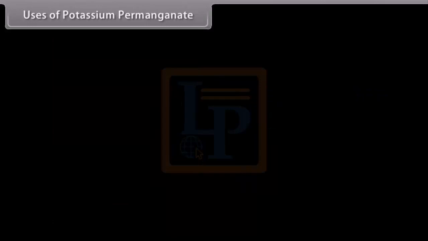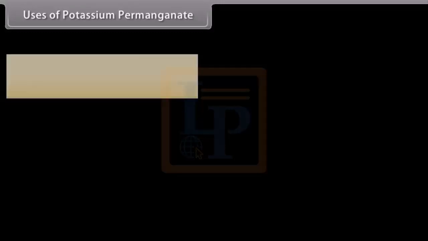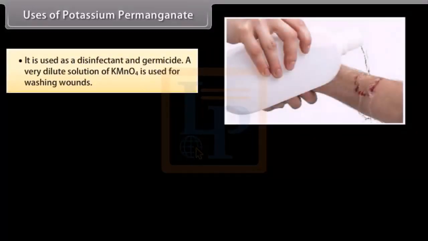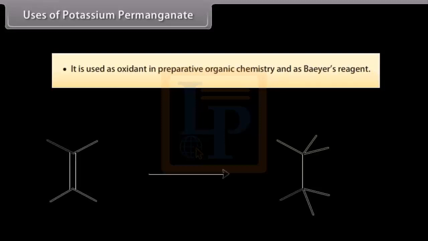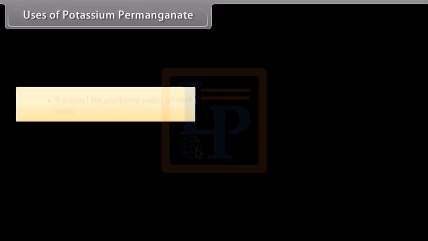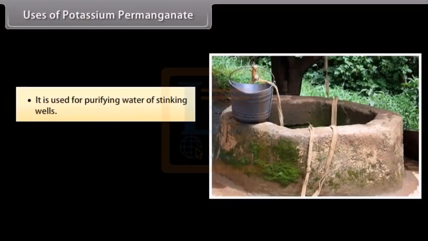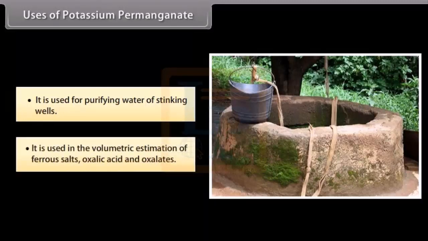Uses of potassium permanganate. The important uses of potassium permanganate are following. It is used as a disinfectant and germicide. A very dilute solution of KMnO4 is used for washing wounds. It is used as an oxidizing agent in laboratory and industry. It is used as oxidant in preparative organic chemistry and as Baeyer's reagent. It is used for purifying water of stinking wells. It is used in the volumetric estimation of ferrous salts, oxalic acid and oxalates.